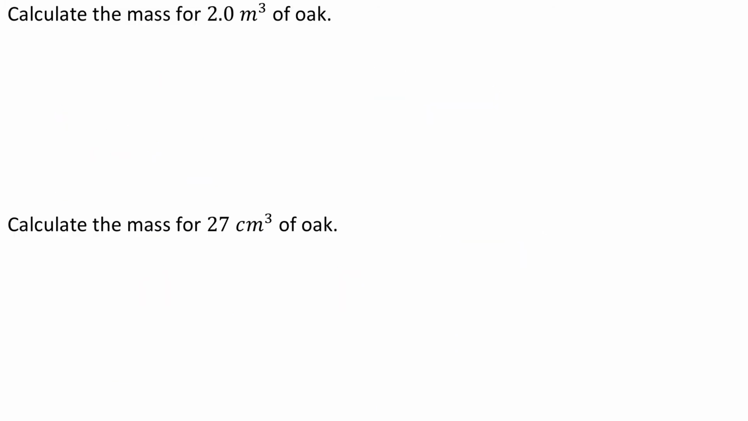The first one says to calculate the mass of a 2-meter cube of oak. And here we don't have the density value of oak, so I'm going to write it right here. This is approximately 600 kilograms per meter. So I'm going to write it as 600 kilograms per meter cubed. Sorry, that's what I meant to say. And we need that for both questions. That's why I put it in the corner there.